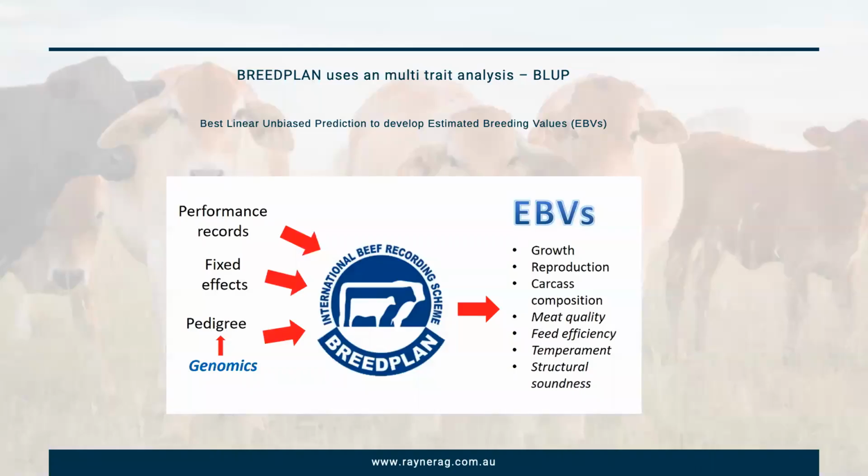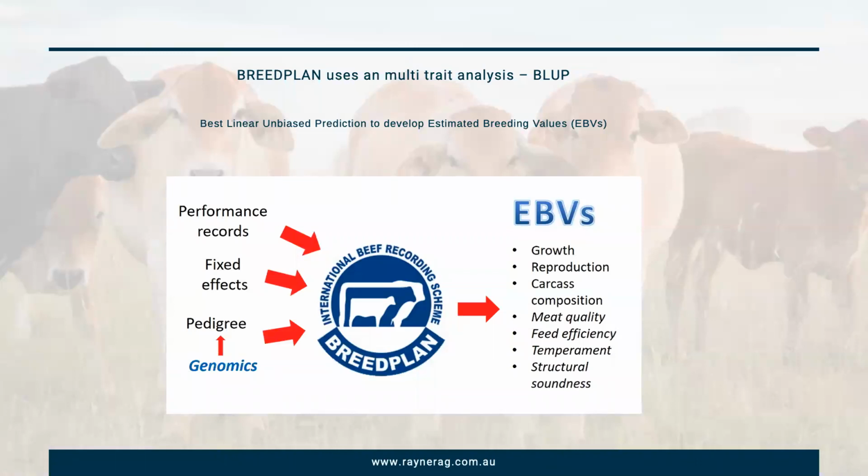So Breedplan uses a system which we call BLUP, which stands for best linear unbiased prediction, a multi-trait analysis. And there are plenty of people who wonder whether Breedplan is the best system in the world or not. Quite frankly, it is, because it takes into account an awful lot of things that other evaluation systems don't necessarily include, particularly the heritabilities and the correlations of traits that have been expressed or measured over a number of different herds, but also the reference population, which I'll come to shortly, that those animals are being compared against.